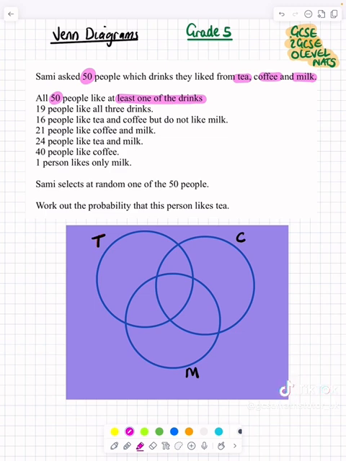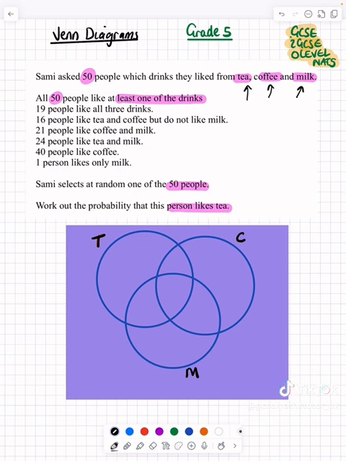We have to put all this information into this Venn diagram, and then answer the question: work out the probability. Semi selects at random one of the 50 people, and we work out the probability that this person likes tea. So let's go through all the information and put everything into this Venn diagram. As there are three different drinks, we have three overlapping circles to complete.